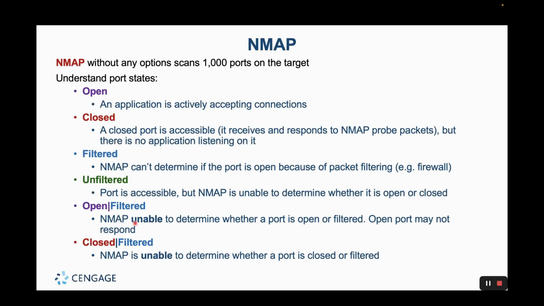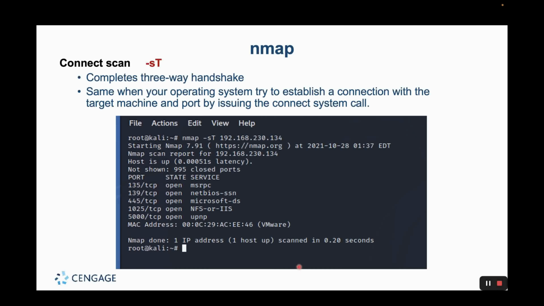Open filtered, Nmap is unable to determine whether a port is open or filtered. Open ports may not respond. Closed filtered, Nmap is unable to determine whether a port is closed or filtered. Now, what we're going to do here, we're going to start looking at famous, well-known types of scans for Nmap. The first one is the Connect Scan, -sT.